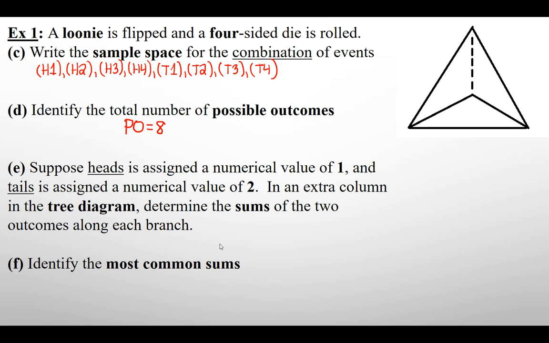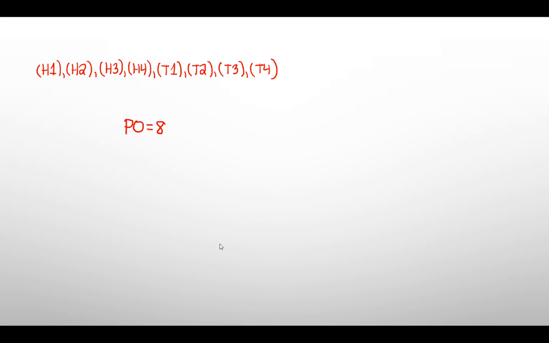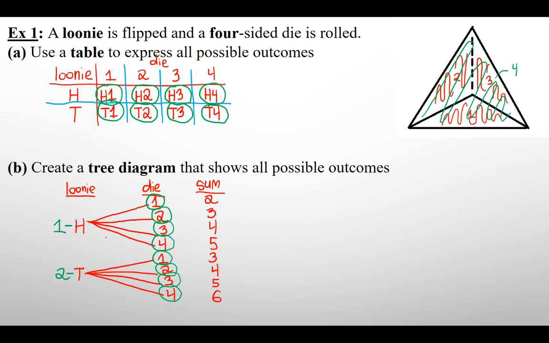Now, what part F wants me to do is identify the sums that are the most common. That just means the sums that tend to pop up the most. So if we go back to my picture here, let's see which ones appear the most. Let's identify this in red. Okay, a 2 only appears a single time. A 3 appears here, and it also appears right there, so a 3 appears twice. A 4 appears here, and it also appears right there. A 5 appears here, and it also appears here. A 6 only appears a single time.